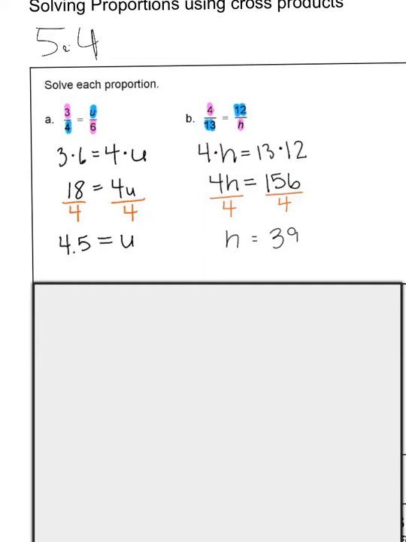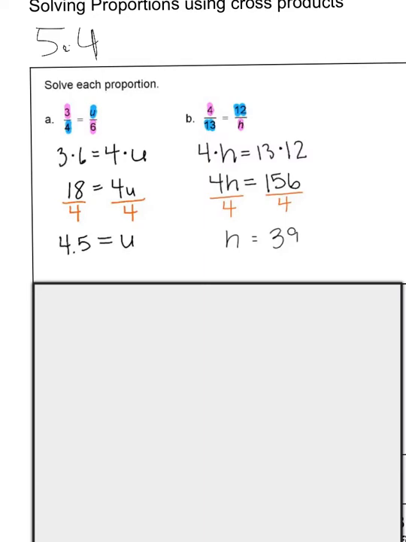So this is very similar to what we were doing yesterday. The only difference is we have a variable. So you can see right here that there is a variable instead of a number. So we are going to create an algebraic equation to solve. So just like we did before, we cross multiply. So we have 3 times 6, and that equals 4 times u. See how we cross multiplied? These two right here, these two right here.